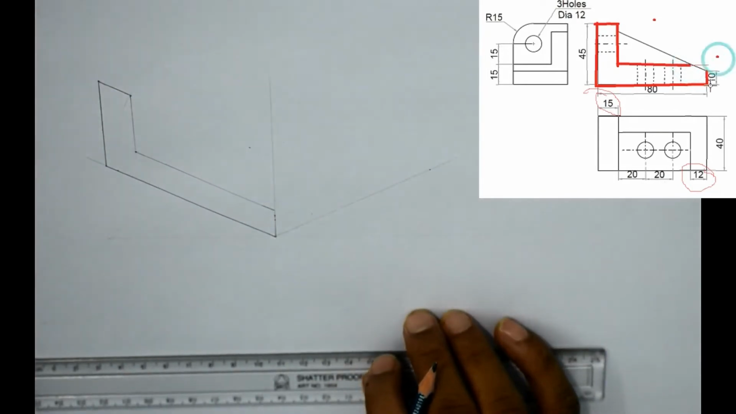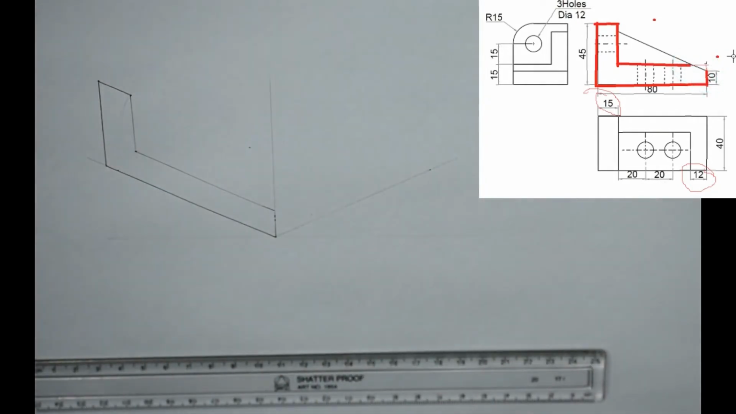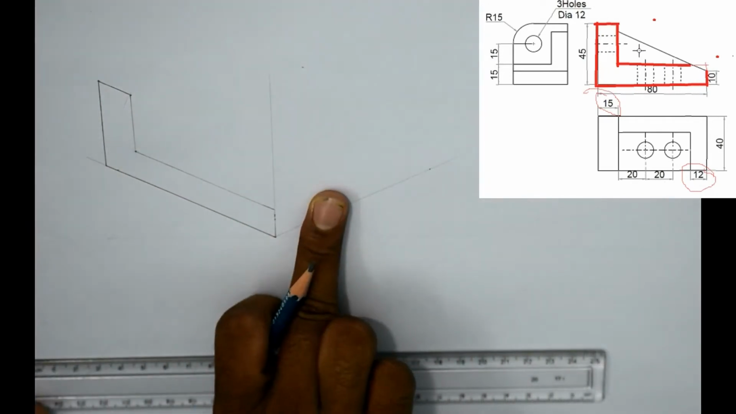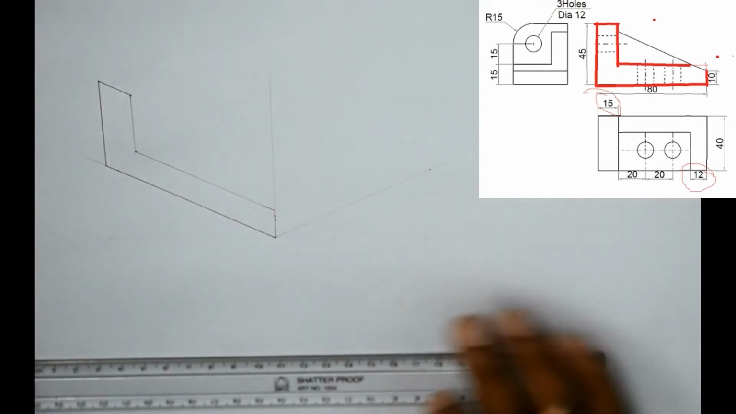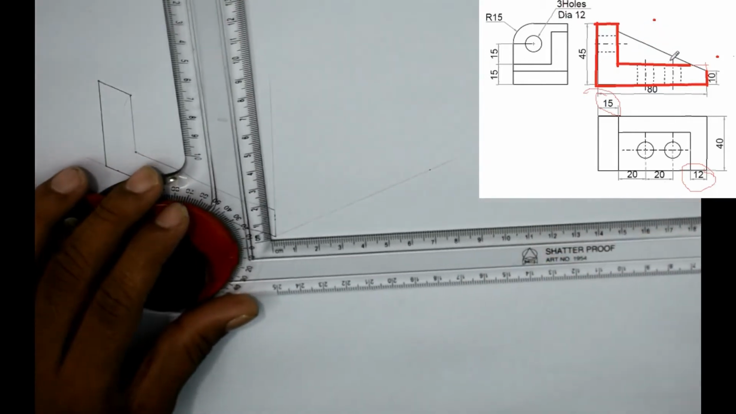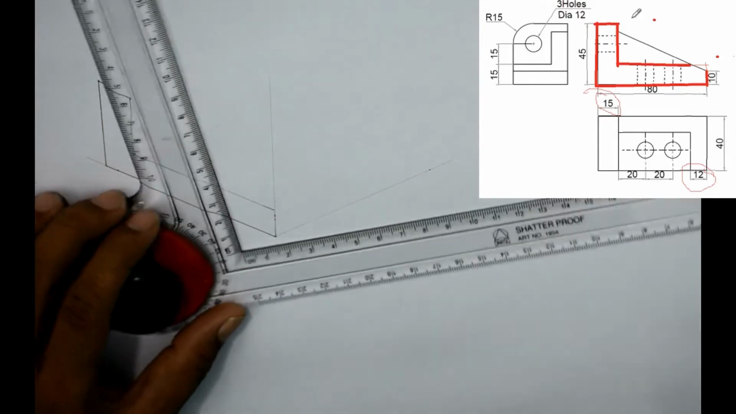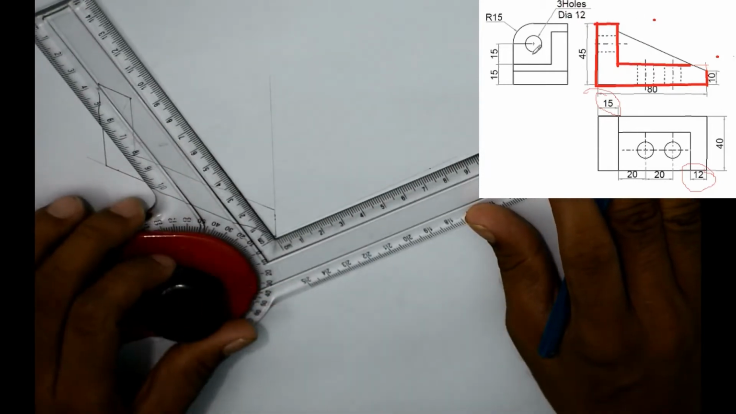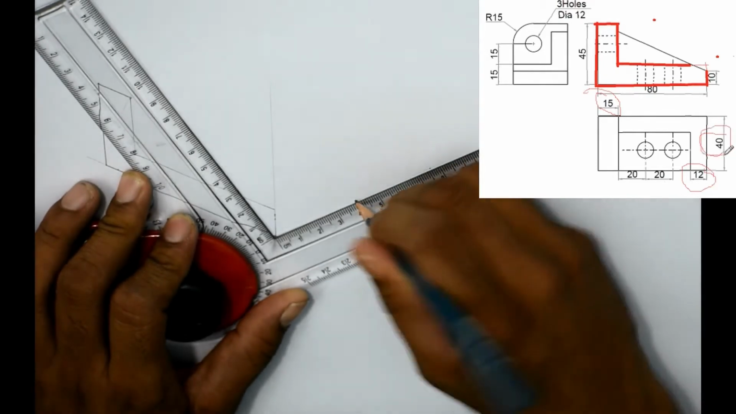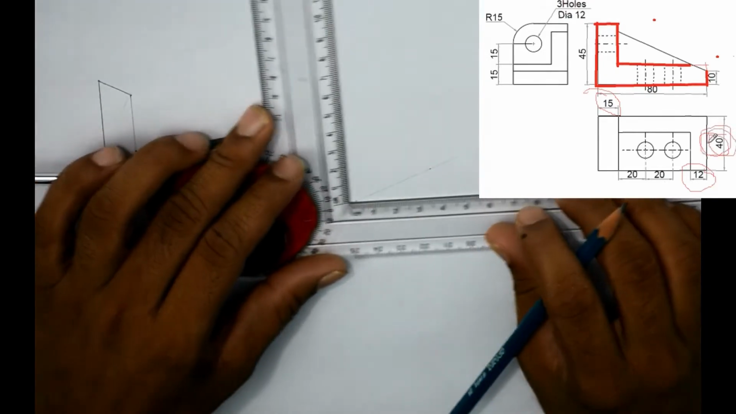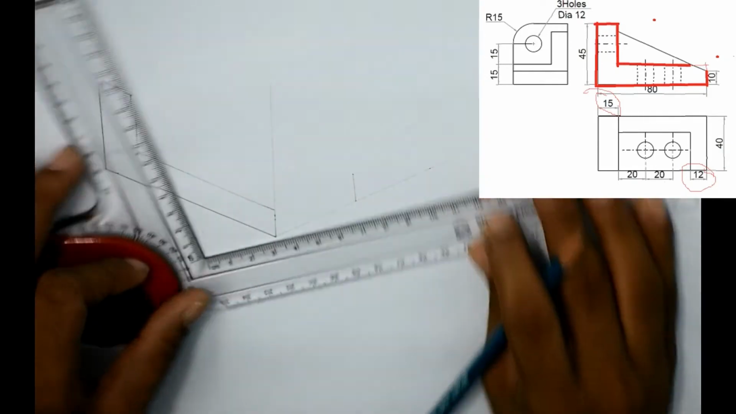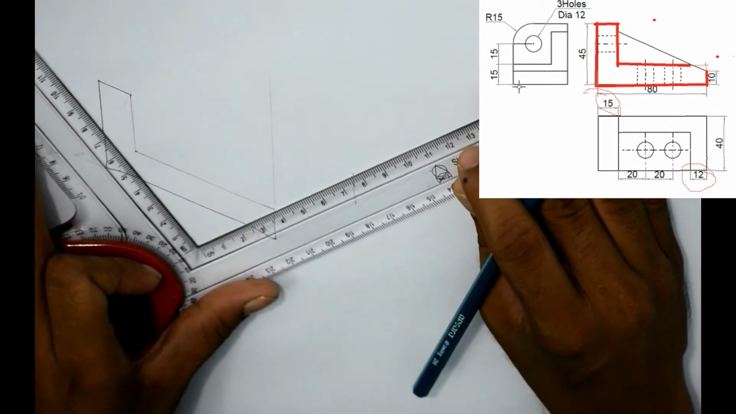So this is somewhat looking like the front view now, but there is one slant line also here, but we will draw that afterwards. First we will complete this complete L, and we will do the detailing afterwards. As you can see in the top view, the width is 40 and this is 15. So I am joining this.